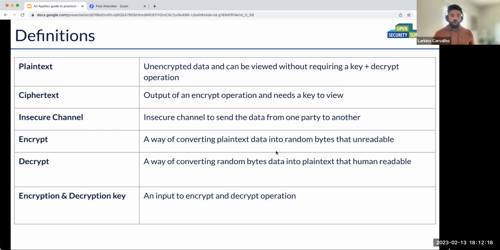Encrypt is an operation, a way of converting plain text data into random bytes, and decrypt is the vice versa, where the random bytes are converted to plain text that is human readable. Encryption key and decryption key are the inputs to the encrypt and decrypt operations.